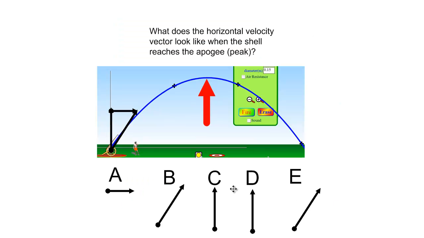And so your first question: here's my total vector, here are my component vectors. What does the horizontal velocity vector, in other words, the one that looks like this right when the shell fires, what does that look like when the shell reaches the apogee of this flight? Does it look just like it did before, as in example A? Has it changed? Has it become this angular vector? Is it up? Is it down? And so which of these vectors is the horizontal vector going to look like?